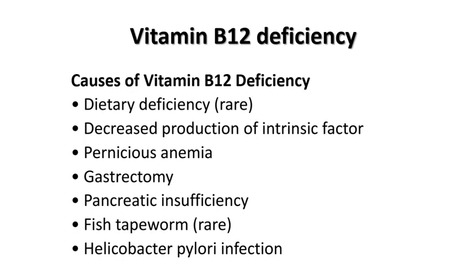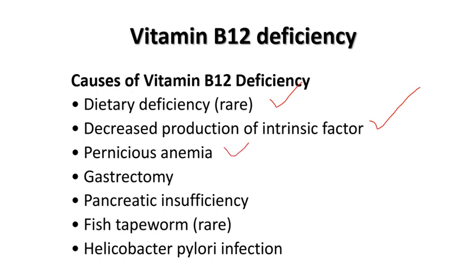B12 deficiency may occur mainly due to decreased absorption or decreased dietary intake. Dietary deficiency occurs rarely, because all non-vegetarian food contains vitamin B12. Otherwise, there may be decreased production of intrinsic factor. We have seen the role of intrinsic factor in the absorption of dietary B12. So if the production of intrinsic factor is diminished, that can lead to B12 deficiency, or B12 absorption does not occur properly and it leads to deficiency.